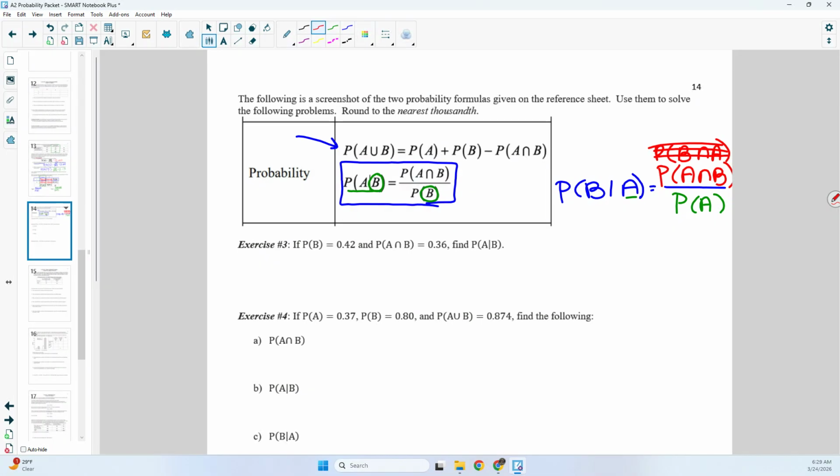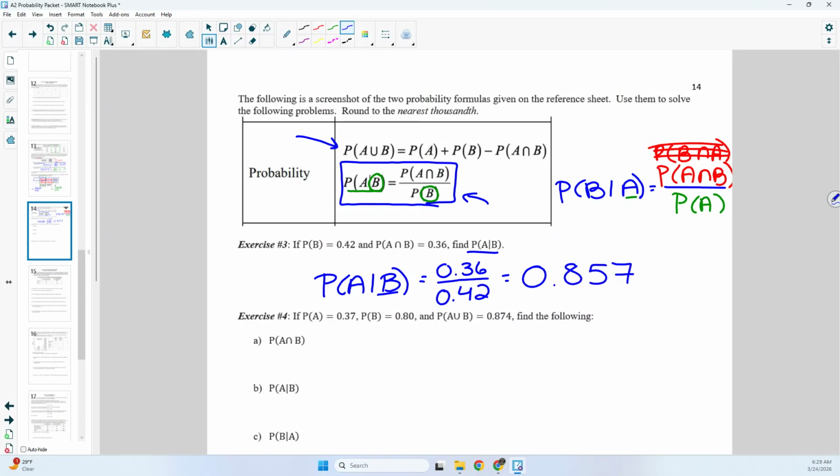We are given the probability of B, the probability of A and B, and I need to find the probability of A given B. So if I look at my two formulas, I can tell I need to use the second formula because I have information related to that. So the probability of A given B is equal to the intersection probability over the probability of the second thing, which is B. We're getting these to the nearest thousandth, so 3 decimal places. So this is 0.857. So if we know B is true, the probability of A is 0.857.